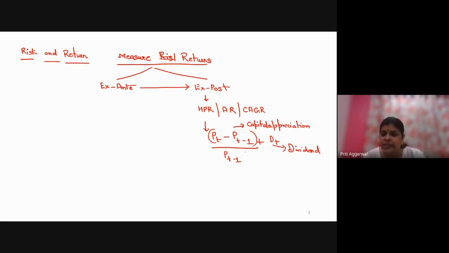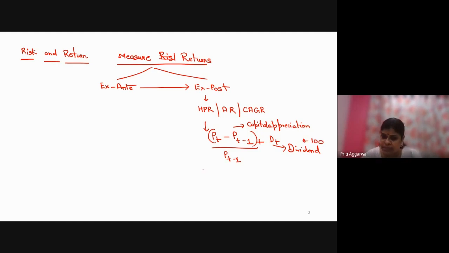So, with capital appreciation and dividend, if I have to find out my holding period return, I take the price at time T, that is at the end of the period, and the price at the beginning of my investment, and I try to determine my HPR, my holding period return. And if I have to get it in percentage form, I multiply it by 100.